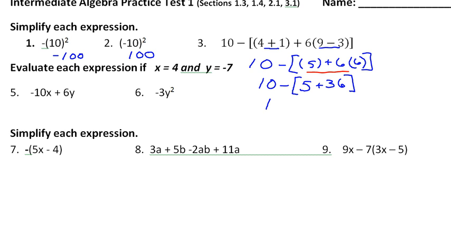I'm writing out every little step. So here we go. 10 minus 5 plus 36 is 41. Okay. 10 minus 41 ends up being negative 31. Alright, so that's number 3.